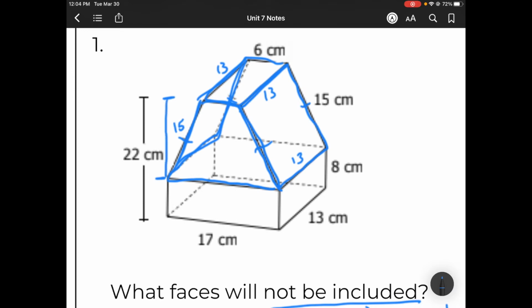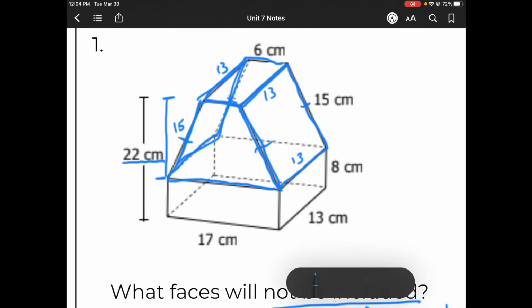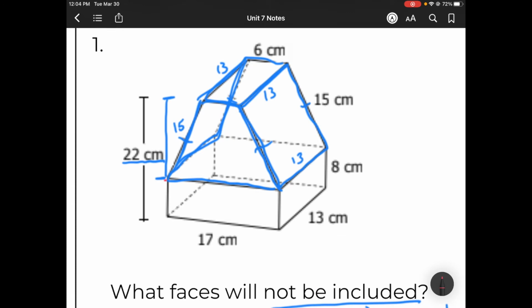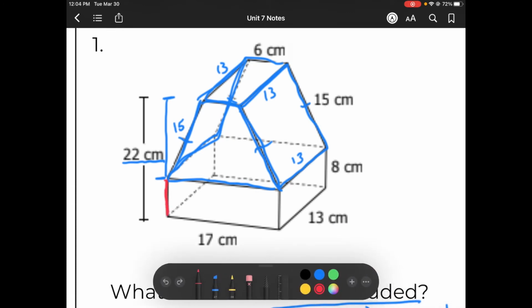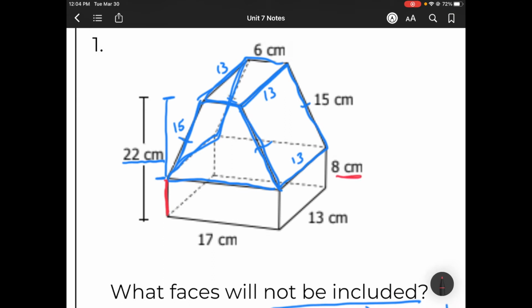Okay? Well, they don't give you that. However, we can take this total height of the figure, 22, and subtract this length, which is not 13, I'm sorry, I underlined the wrong one, which is 8, because all of these segments are 8. So if I do 22 minus 8, I get 14 as the height of my trapezoid.